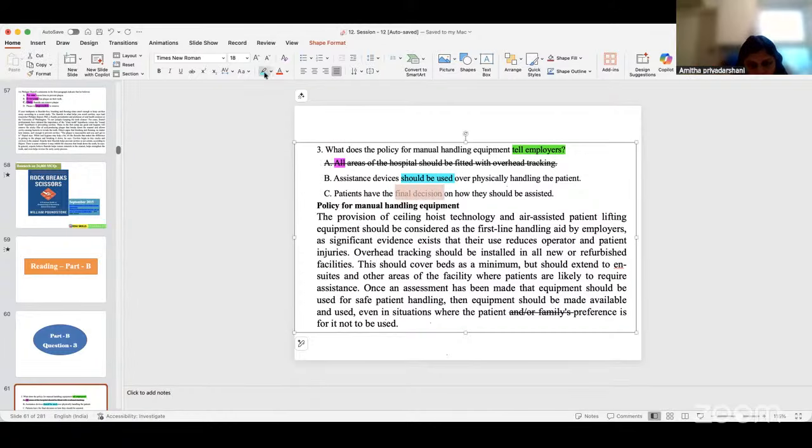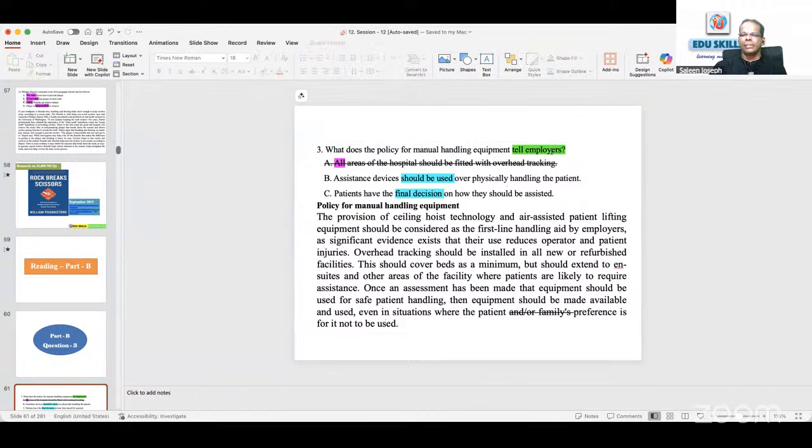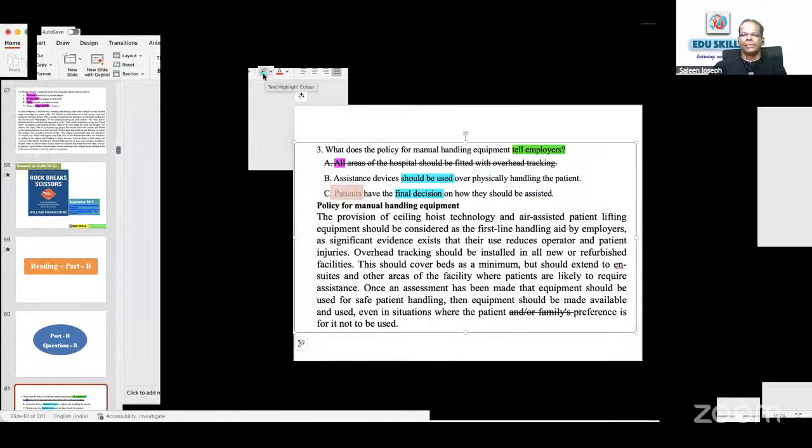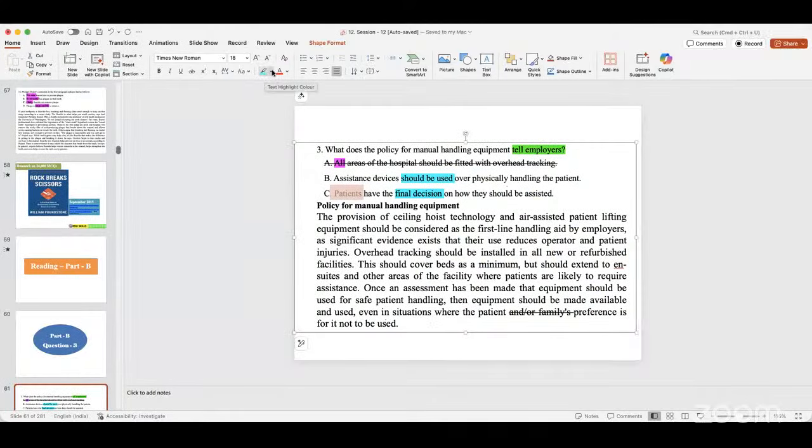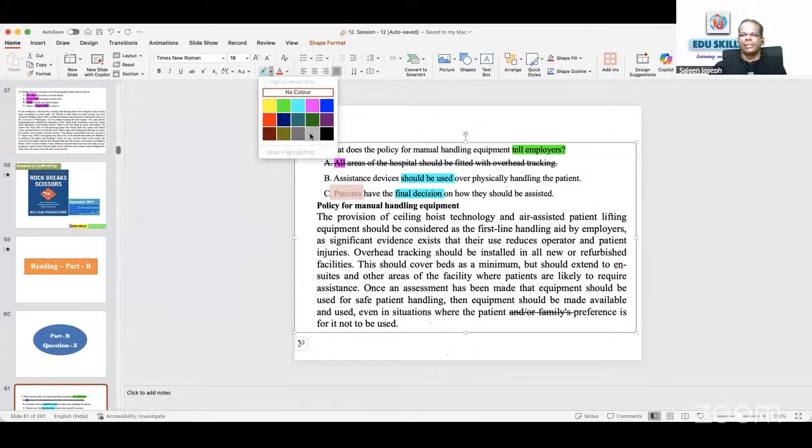Okay. Now, policy for manual handling equipment, telling whom, the employers. This is patients, right? It's blank, no screen. One second. Okay, now it's okay. Now this is patients. This is assistant devices. This is areas of the hospital.